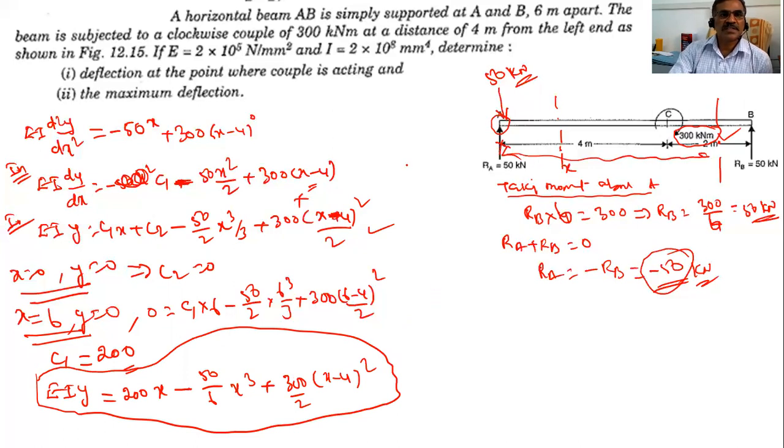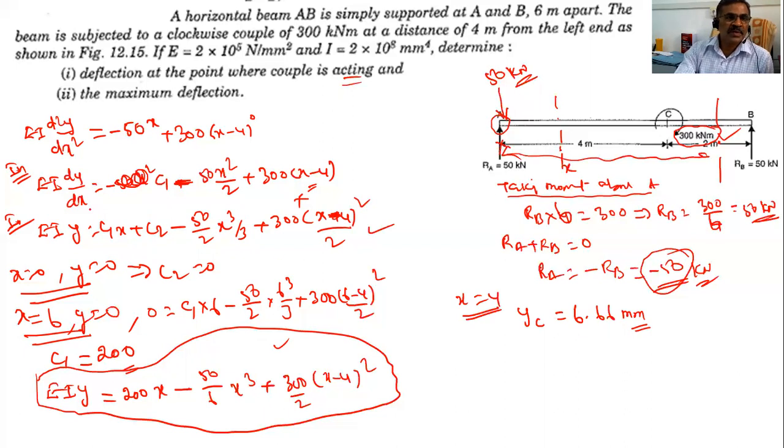The first step is the deflection at the point where the couple is acting. That is point C. To calculate YC, what is the value of x? X is equal to 4. You substitute x is equal to 4 and you can find the value of y in this equation. Now YC is equal to 6.66 millimeters.